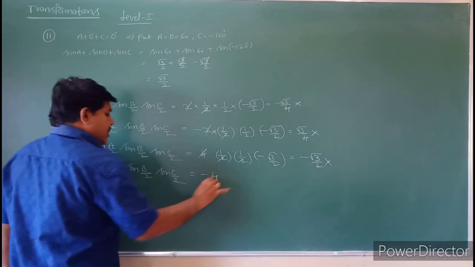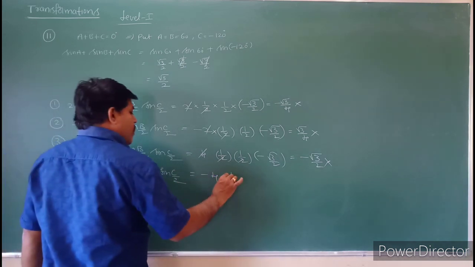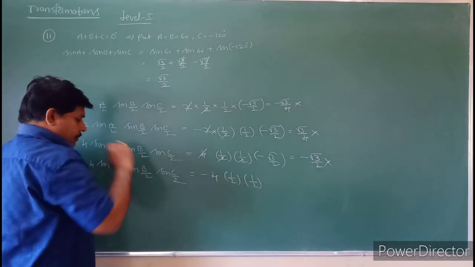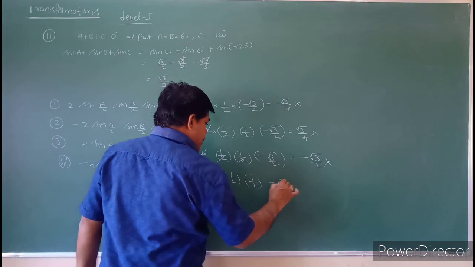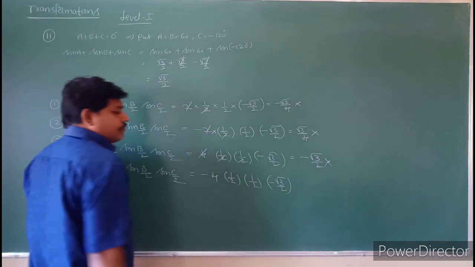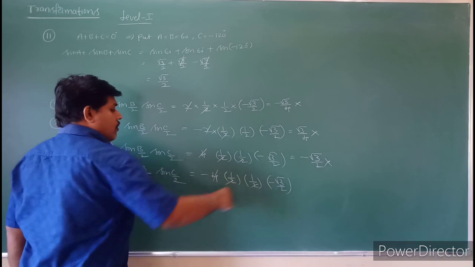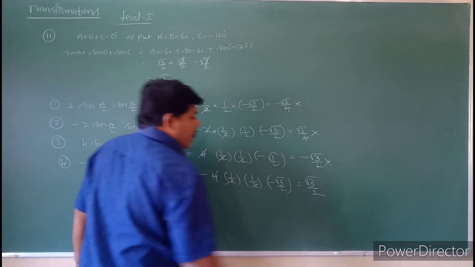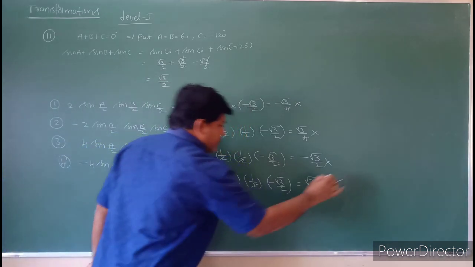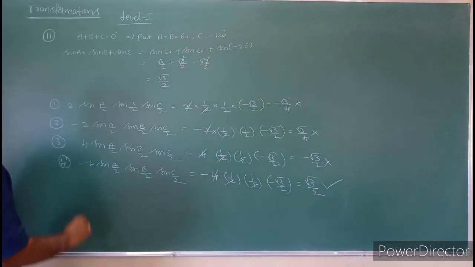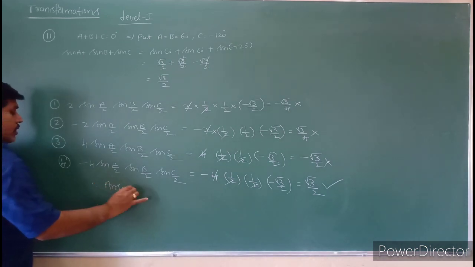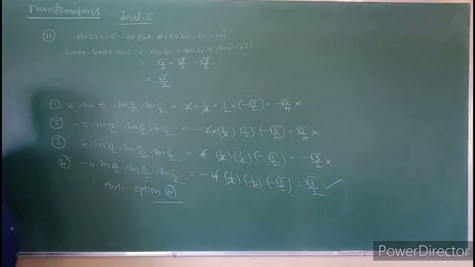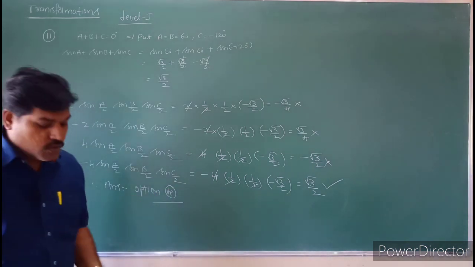So this is minus 4 into sin A by 2, which is 1 by 2, into this value also 1 by 2, and this value is minus root 3 by 2. So what happens? 4 will be cancelled. Minus of minus will become plus, so it will become root 3 by 2. So what is the answer, students? This is the answer. Therefore, option 4 is the answer. Okay. So see that question, students.